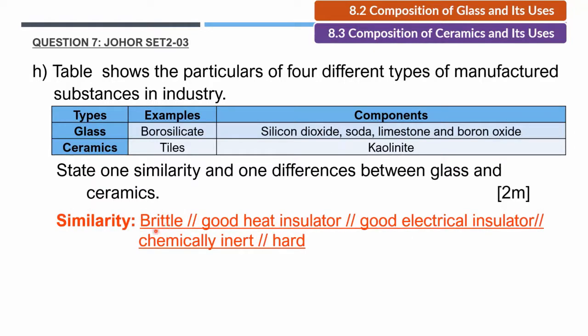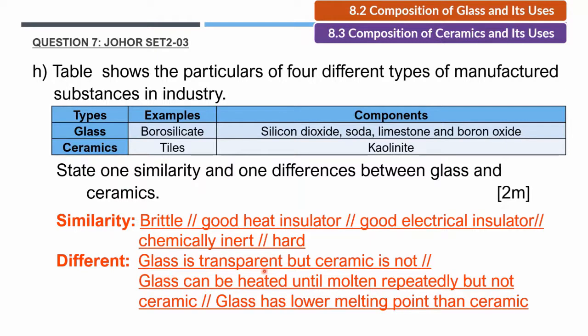Answer: similarity, you can write brittle or good heat insulator or good electrical insulator or chemically inert or hard. For difference, you can write glass is transparent but ceramic is not. You must compare, one is transparent and another one is not transparent. Or you can write glass can be heated until molten repeatedly but not ceramic. Okay, there is comparison between glass and ceramic. Or glass has lower melting point than ceramic. There is comparison also.